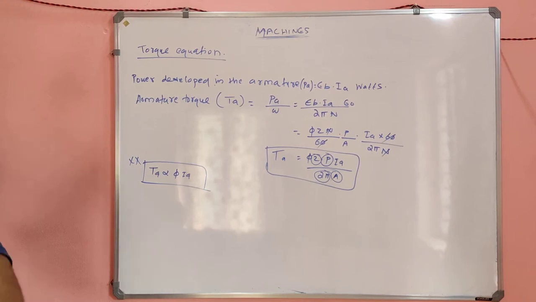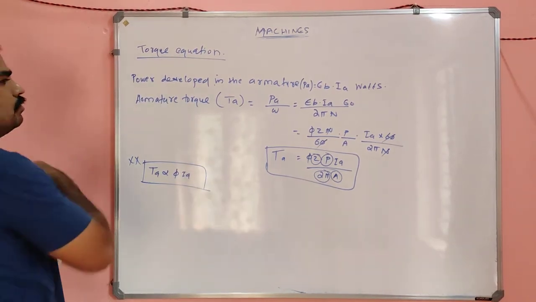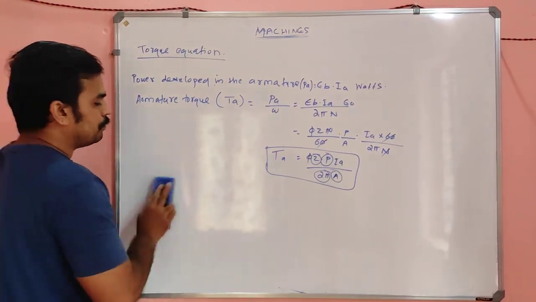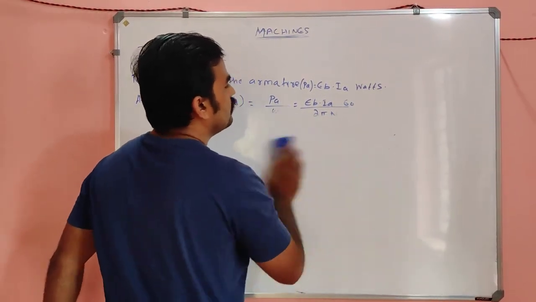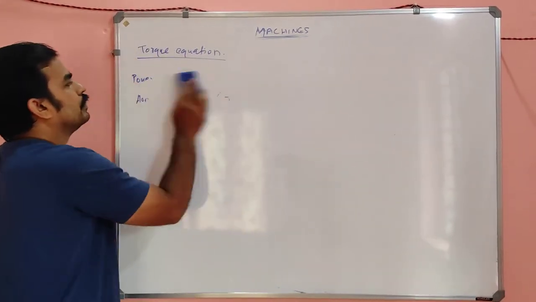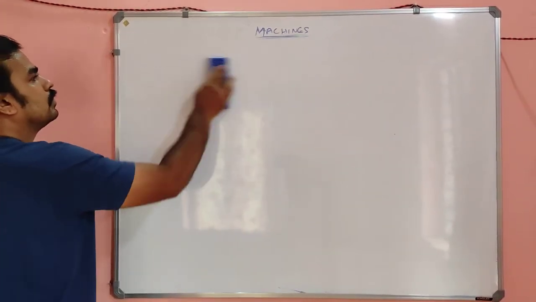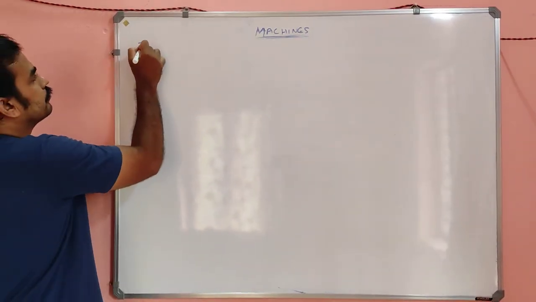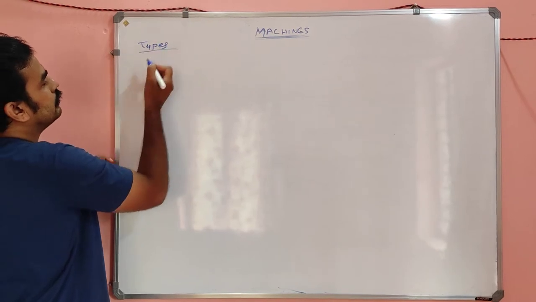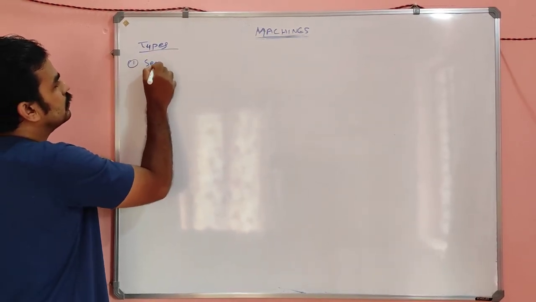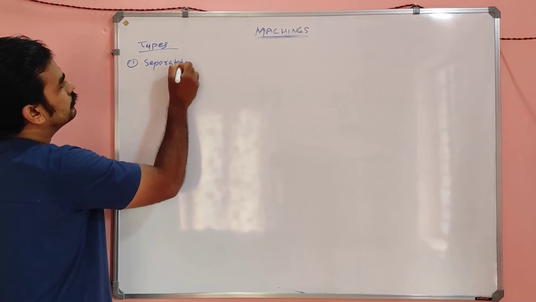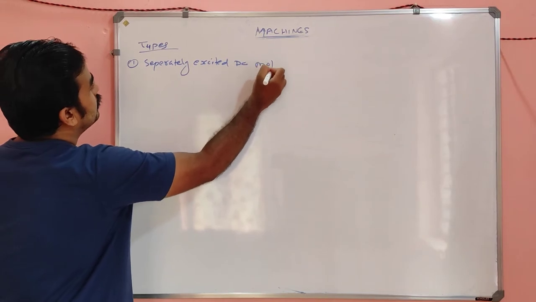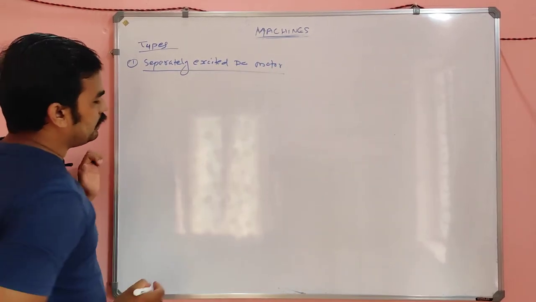Next, you have to see the different types of DC motor. So T proportional to phi into IA, you have to remember. It's very, very important. Types of DC motor, in which first we have to see the separately excited DC motor.